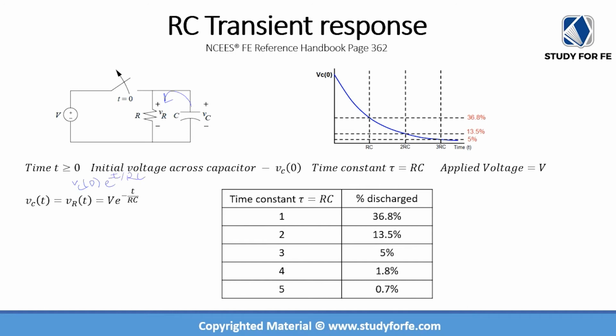Now we are assuming that the voltage across the capacitor was more or less the same as the applied voltage, okay? If the switch was in this closed position for a long time, then practically speaking, that voltage is equal to V.